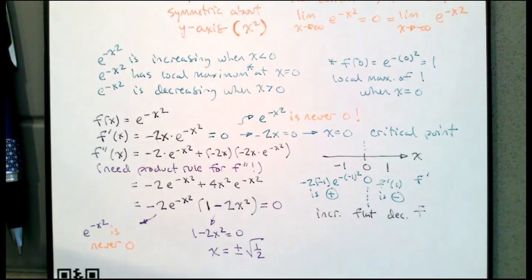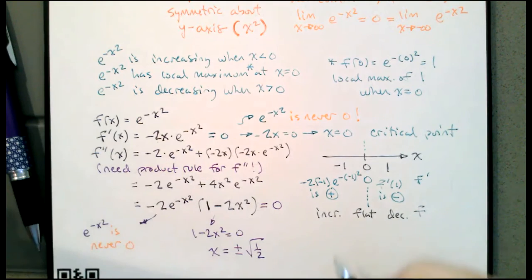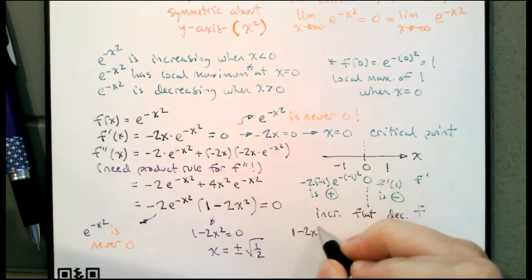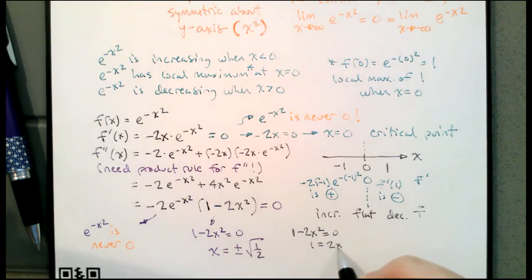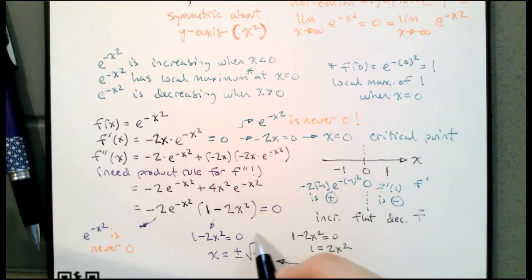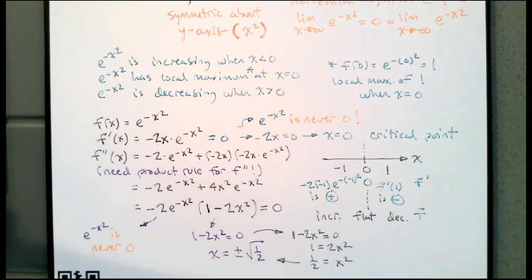On the very bottom step, we have x equals plus or minus the square root of 1/2. How do you get to that? Above that we have 1 minus 2x squared equals 0. So with 1 minus 2x squared equals 0, I can add the 2x squared to both sides, divide by 2, and then take the square root. Okay, thanks.